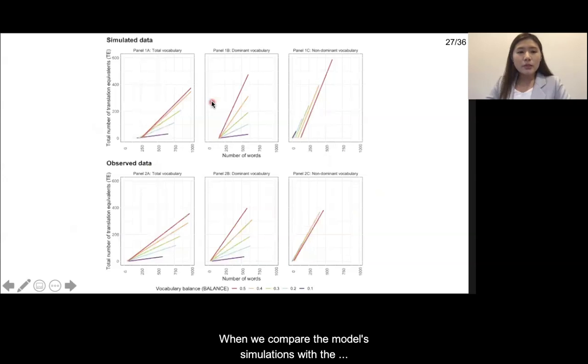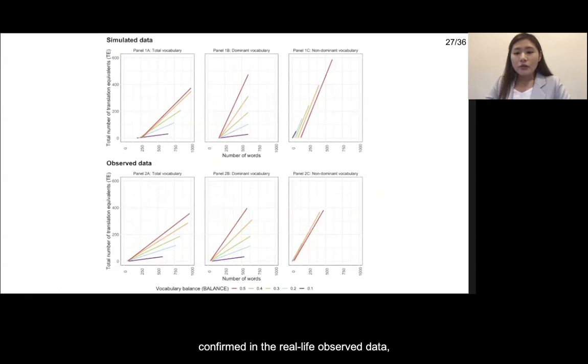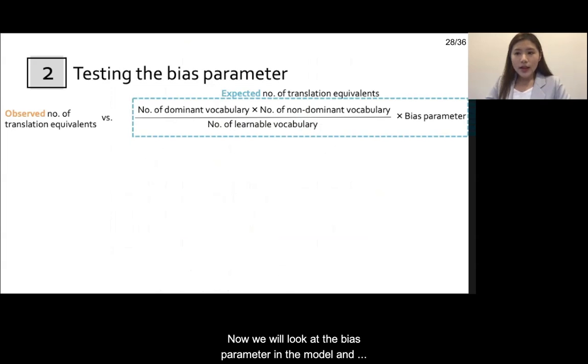When we compare the model simulations with the pattern in the observed data, here in the bottom panel, we see a strong correspondence between the two. This suggests that the model's predictions are confirmed in the real-life observed data, therefore validating our model's approach. Now we'll look at the bias parameter in the model and see which account fits real-life observed data better.